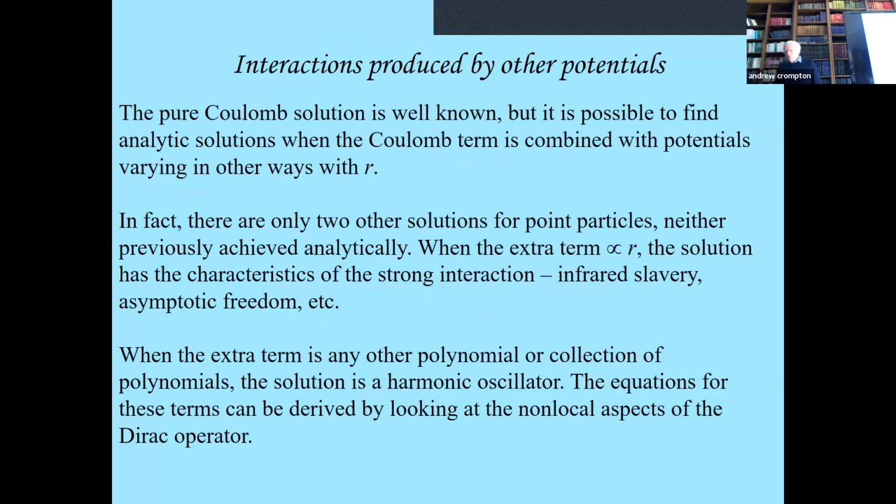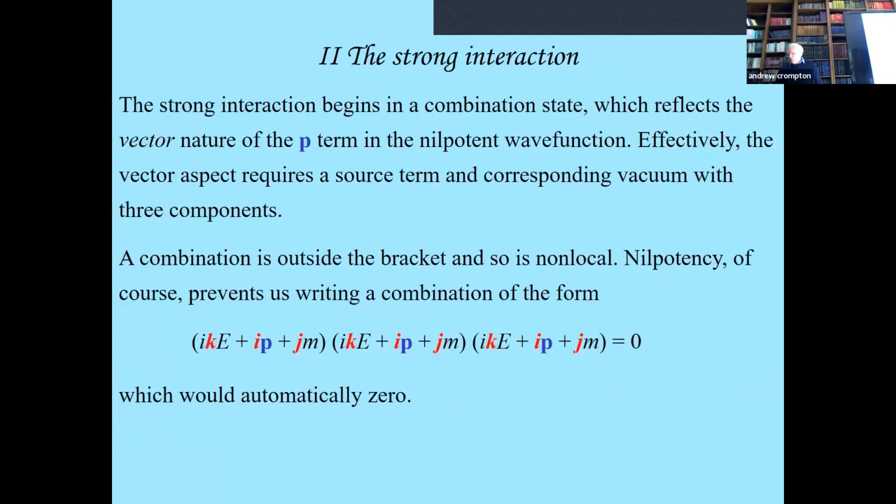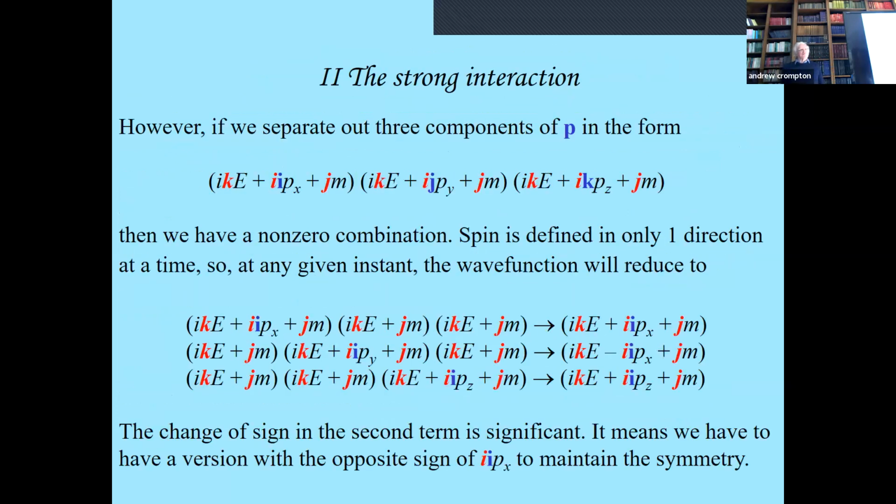The first one gives you the characteristics of the strong interaction. The second one gives you the characteristics of the weak interaction, the harmonic oscillator. Let's look at the strong interaction briefly. Now we've got this quark model. What I'm saying is that all we're doing there is putting together the combination state of 3 nilpotents. But of course we can't do that because it's 0. But we can do it if we separate out X, Y, and Z. Now we can do it.